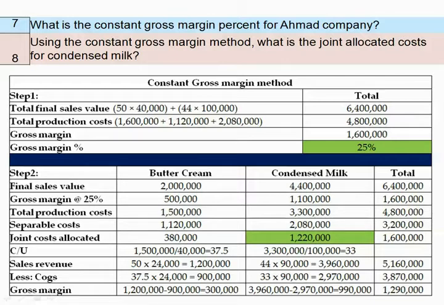Sales revenue equals 44 multiplied by 90,000 equals 3,960,000 less cost of goods sold 33 multiplied by 90,000 equals 2,970,000. Gross margin: 3,960,000 minus 2,970,000 equals 990,000.